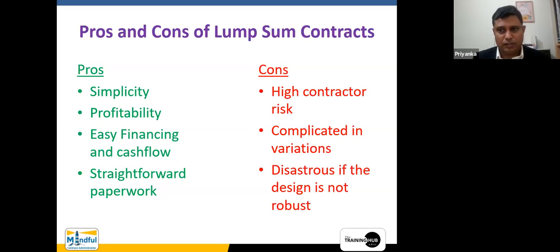But as far as the disadvantages are concerned, even though the contractor assures his profitability, he knows that there is a price risk.